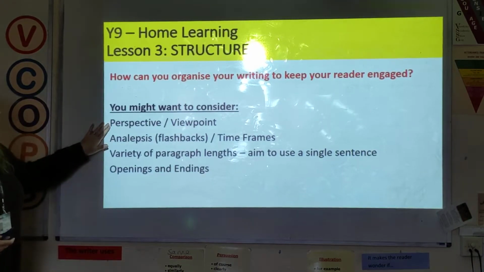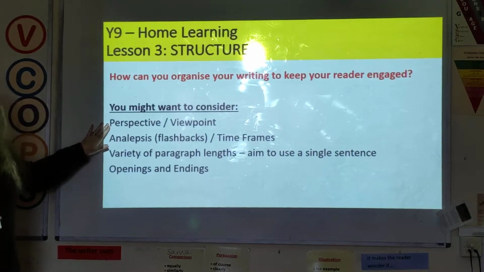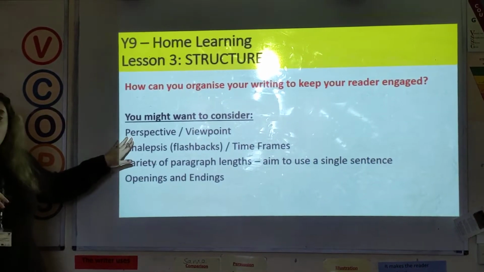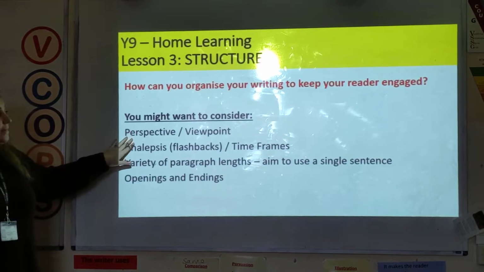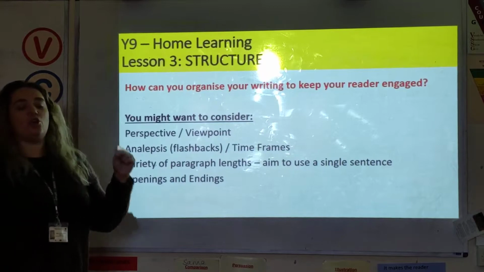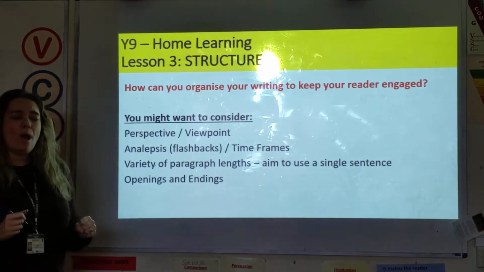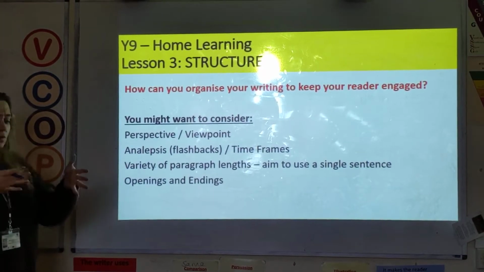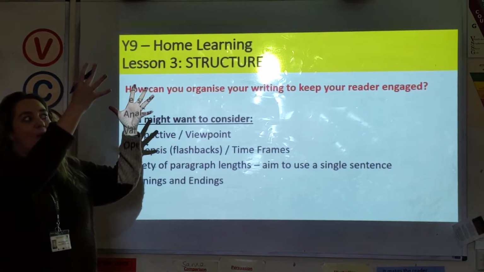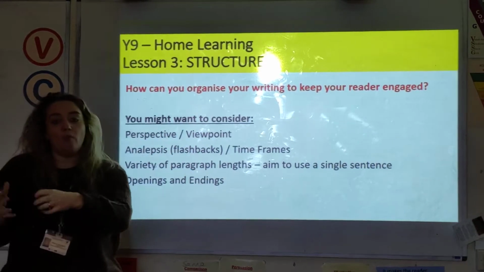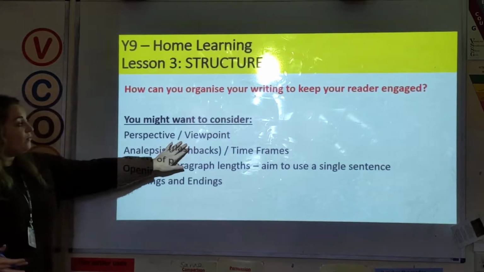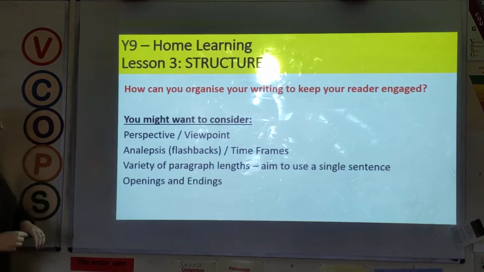You might want to think about your perspective and your viewpoint. From which perspective are you writing? It's not just about 1st person or 3rd person. It's about where you are in this land that you've created, in this magical world. Where can you take your reader? How can you zoom your reader into certain aspects of your world? Perhaps the weather, perhaps a flower, perhaps an object, perhaps someone that you meet. So think about your perspective and your viewpoint all the way through.